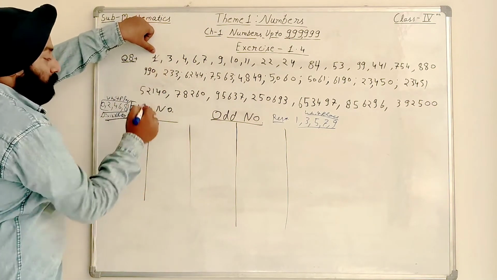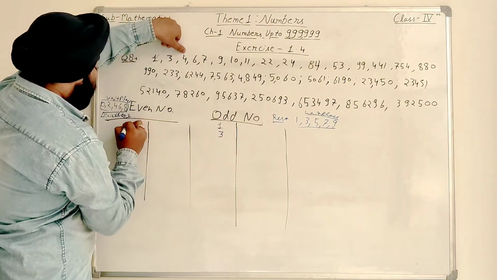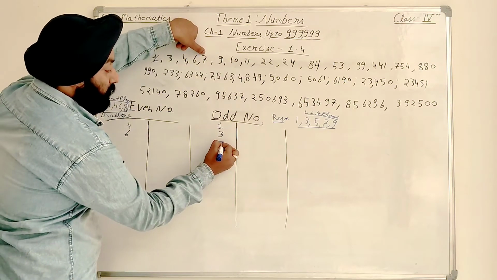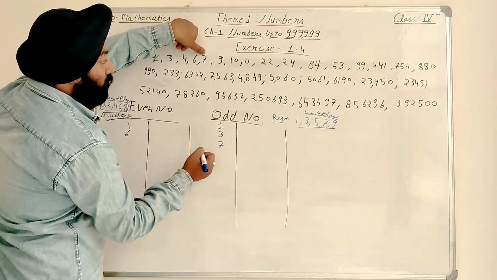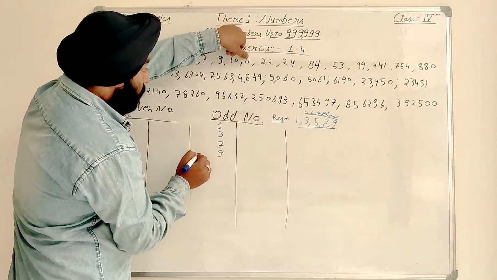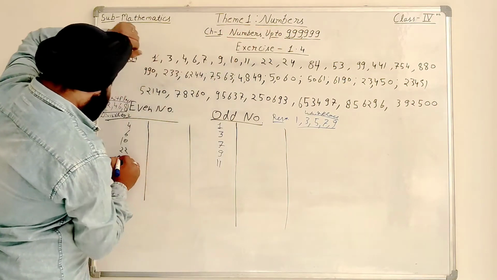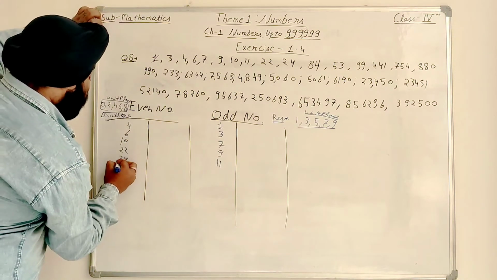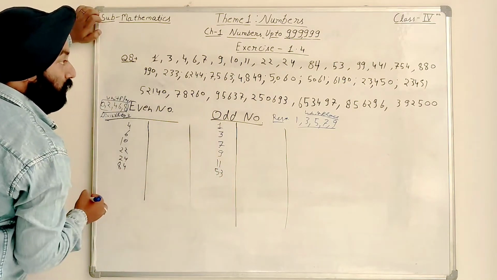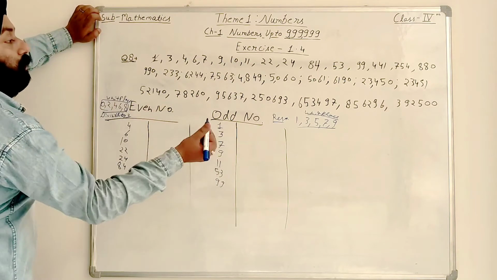So first is our odd number. Then 3 is also odd. 4 is our even number. 6 is even and 7 is odd. 9 is odd. 10 even. 11 odd. 22 even. 24 even. 84 even. 53 odd and 99 also odd.